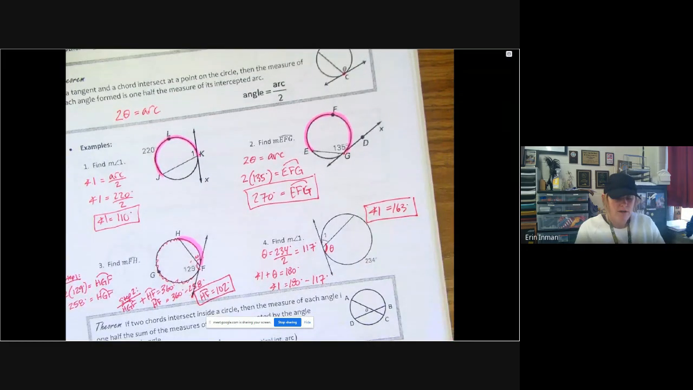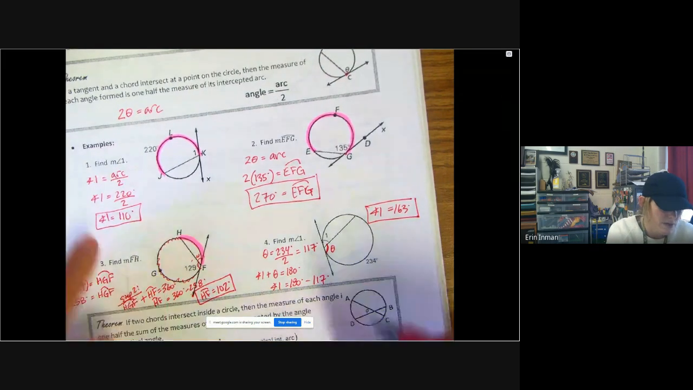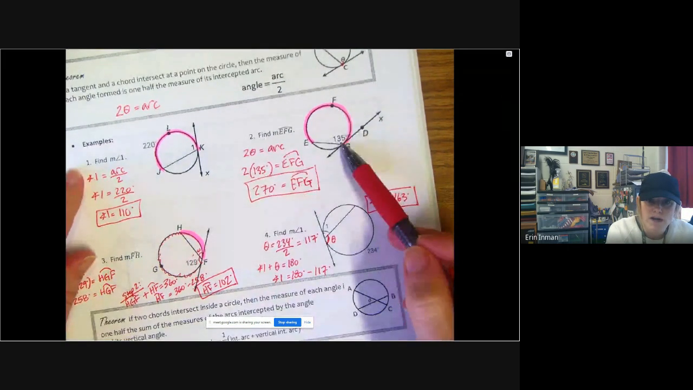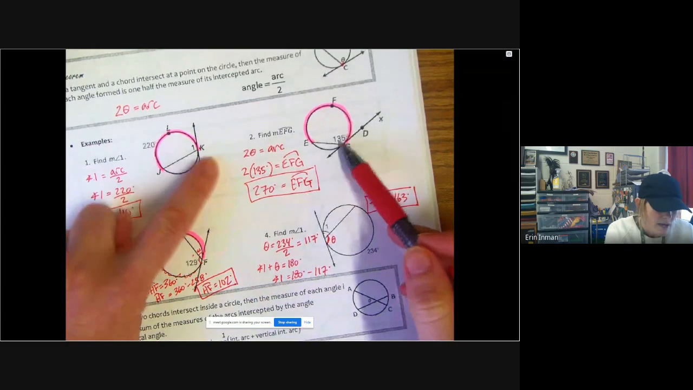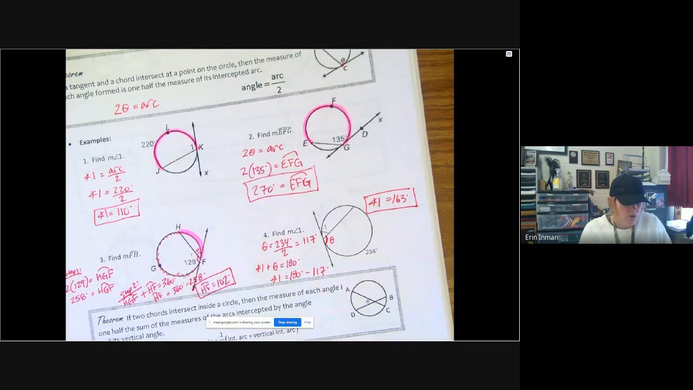Okay. All right, so you can see that there's just some multi-steps. Sometimes they are straightforward and you're just dividing by 2 or multiplying by 2. And sometimes we might have to either subtract from 360 and then divide, or subtract from 180 and then multiply. Either way, we are going to be looking at this like it's a puzzle.